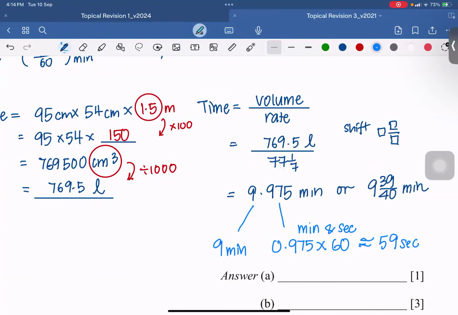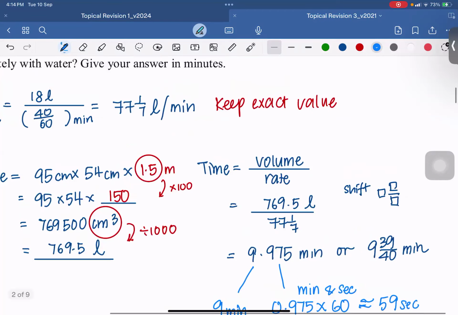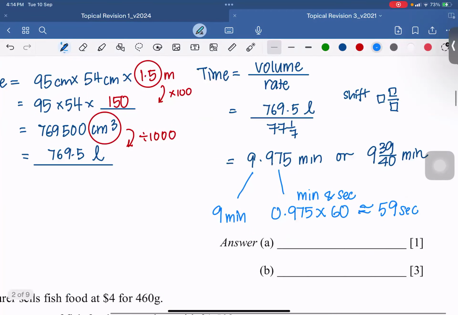So please take note, if the question wants minutes and seconds, please don't just give me 9 minutes and then 97 or 98 seconds. No, that is not correct. Okay, must take the decimal times 60 to give you the answer.